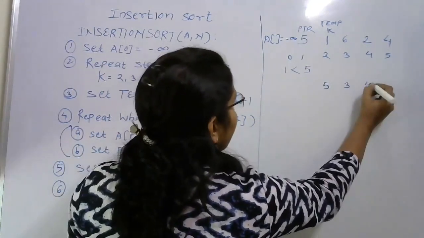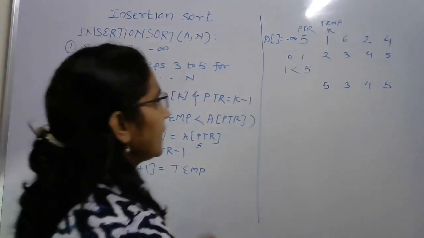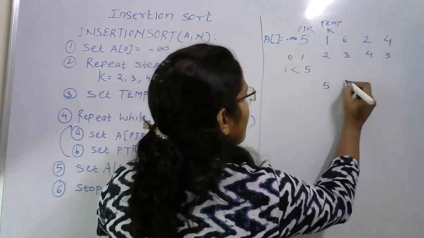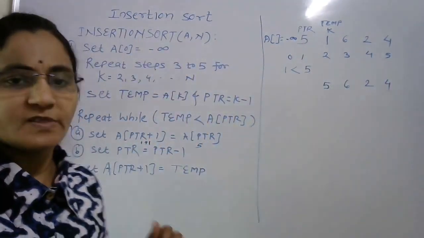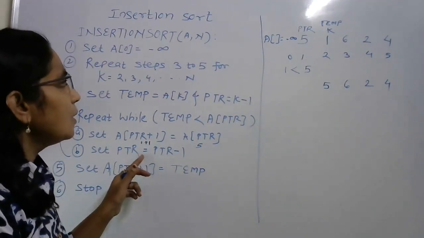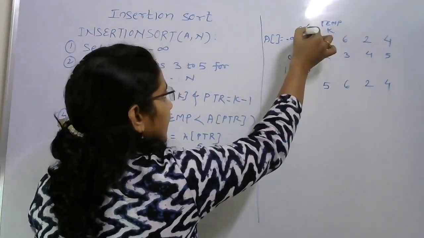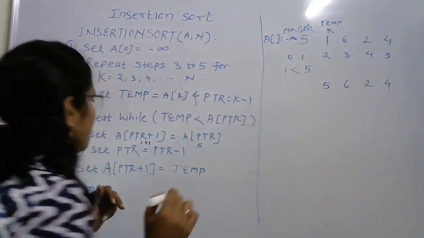Then 3, 4, 5 remaining, the next values are 6 to 4, 6 to 4. The remaining values are the same. Now the next step is PTR equal to PTR minus 1. So this PTR gets collapsed and the new value of PTR is at the 0th position.